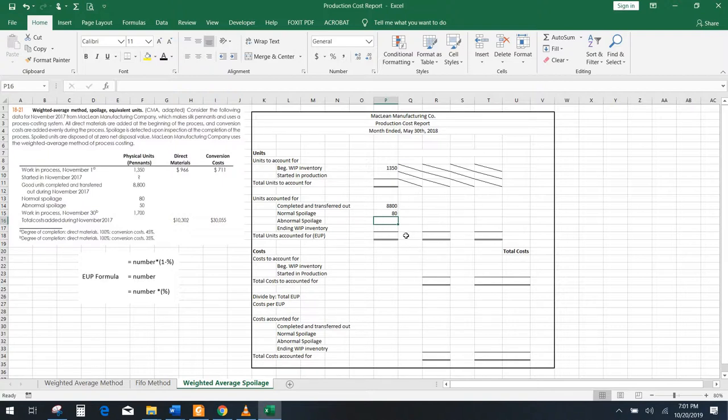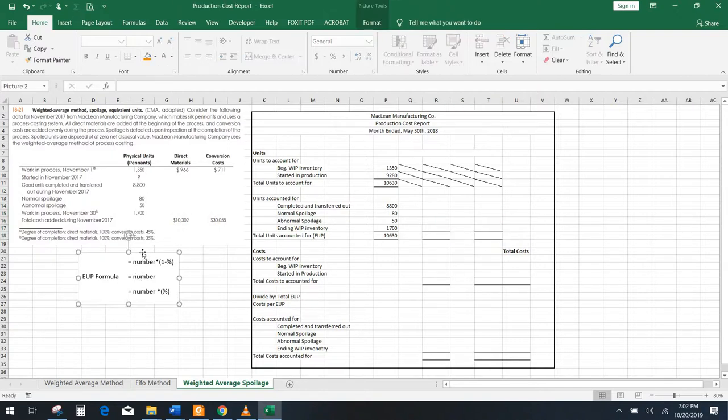So 8,800 plus 80, abnormal spoilage 50, and then ending inventory 1,700. We know all those numbers added up have to equal this. So this is 10,630, and this must equal this minus this. Okay, so that's 9,280. And we compute these equivalent units the same way we did for weighted average previously.